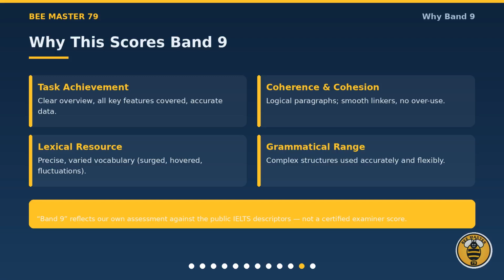Why does this reach Band 9? Task achievement is complete, with a clear overview and accurate data. Coherence is strong, with logical paragraphing and cohesive linking. The vocabulary is varied and precise, and the grammar mixes complex structures accurately. One honest note, Band 9 here reflects our own assessment against the public IELTS descriptors, not a certified examiner score.